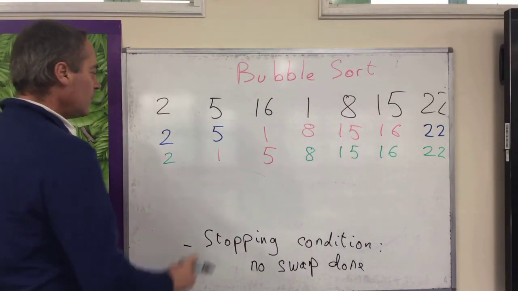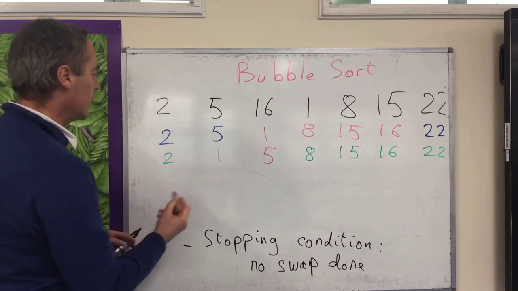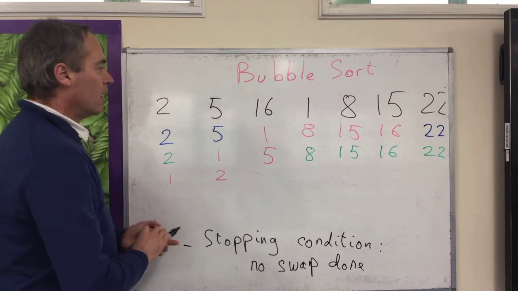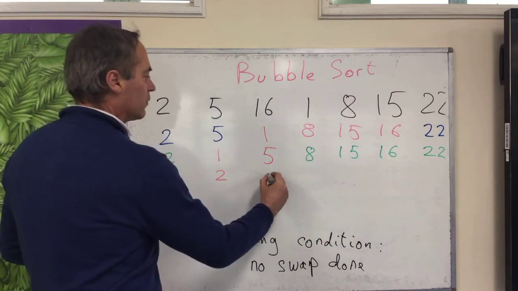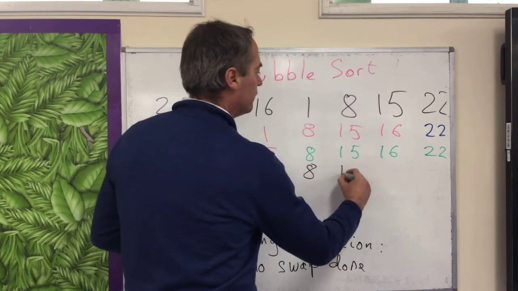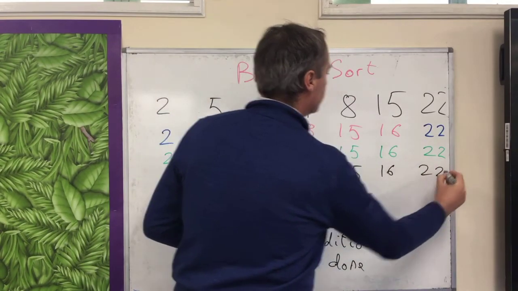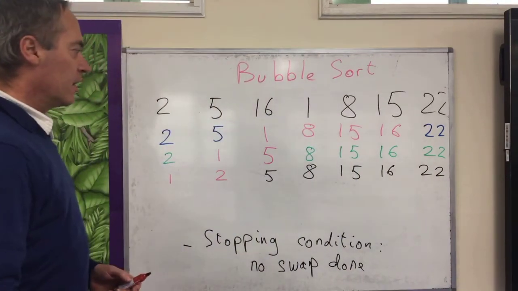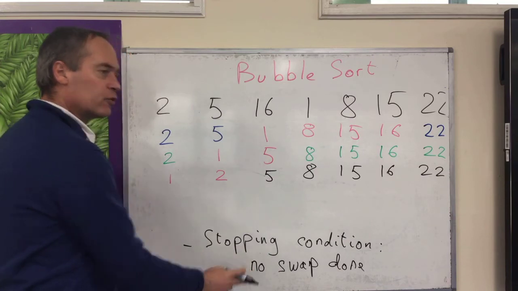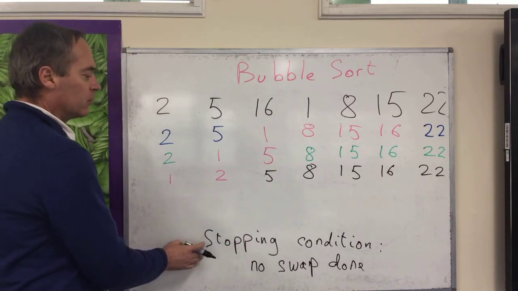Next, I start with 2 and 1, and they're in the wrong order, so I'm going to swap them again, and I put them in red every time I do a swap. 2 and 5 is the correct order. 5 and 8, 8 and 15, 15, 16, 16, 22. Now, so far, we have had to do a swap every time we've iterated, so the algorithm has got to keep going.